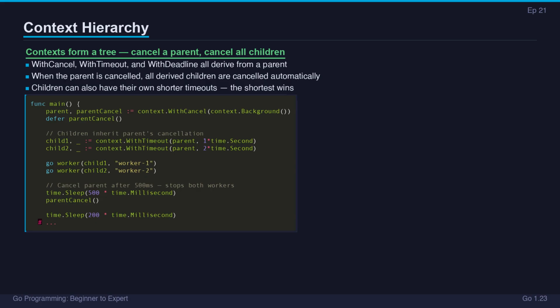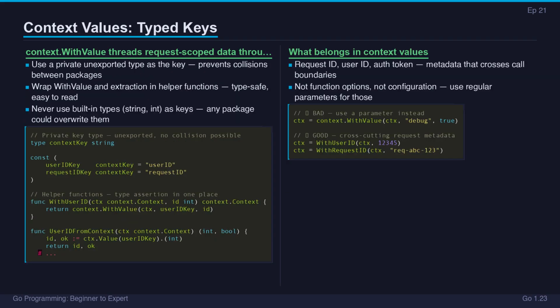When writing workers that should stop on parent cancellation, range over ctx.Done in a select. The moment the root context is canceled, every worker detecting ctx.Done exits cleanly. Context.WithValue threads metadata through a call chain without adding it to every function signature.